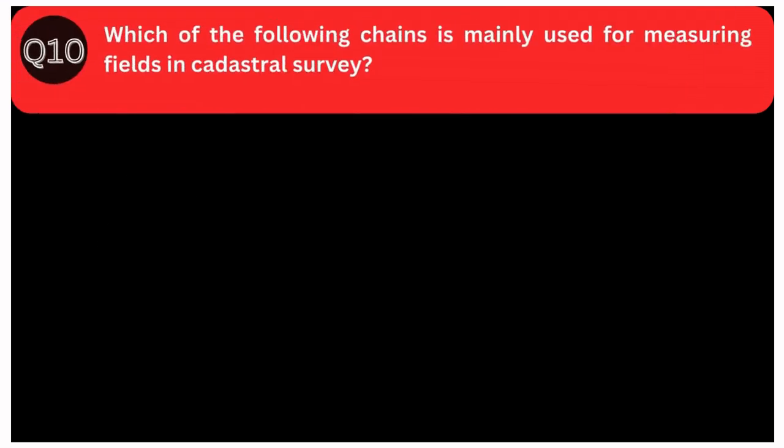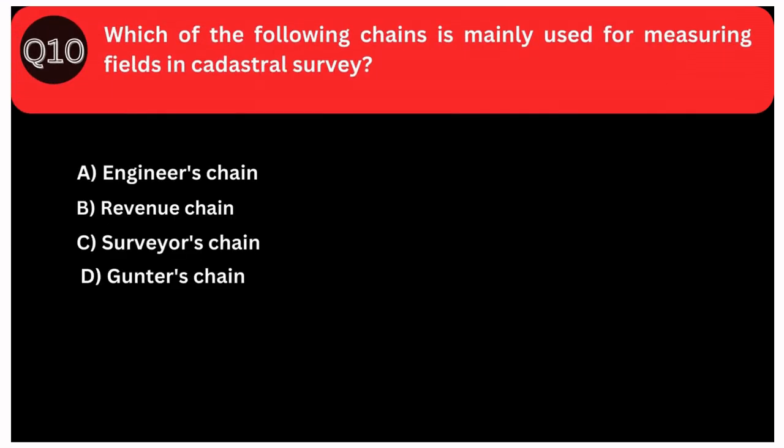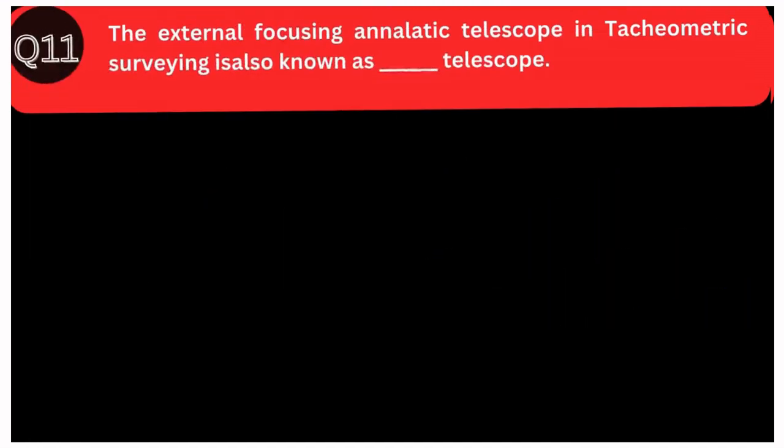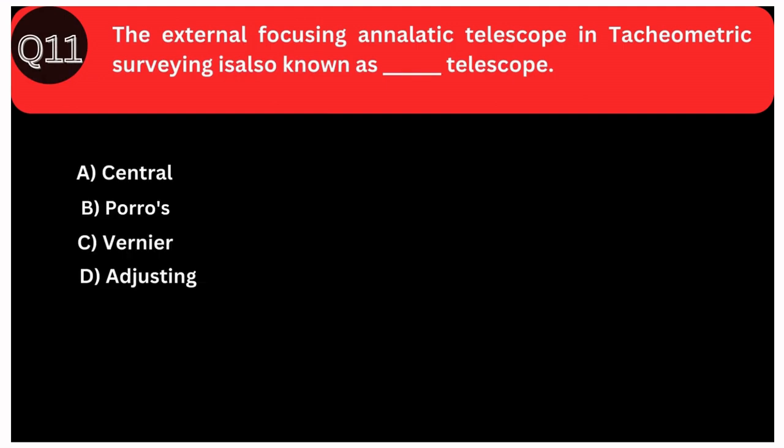Which of the following chains is mainly used for measuring fields in cadastral survey? Option A, engineer's chain. B, revenue chain. C, surveyor's chain. D, Gunter's chain. Answer B, revenue chain. The external focusing analytic telescope in tachyometric surveying is also known as telescope. Option A, central. B, porro. C, vernier. D, adjusting. Answer B, porro.